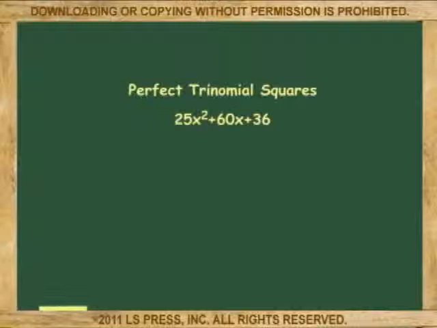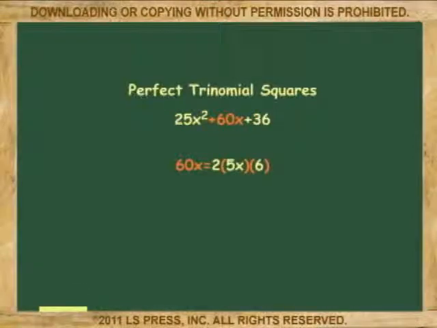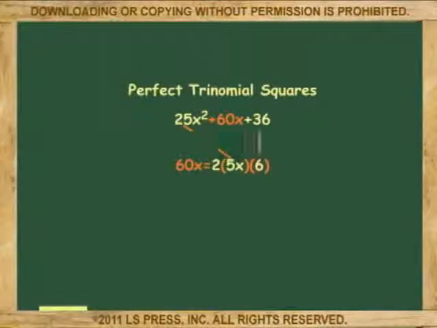In a perfect trinomial square, the last term must be positive. The first and third terms, the corners, must be squares. The middle term is twice the product of the square roots of the first and last terms.